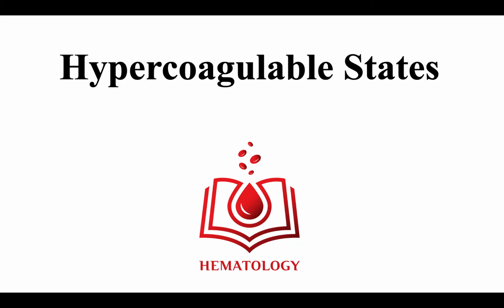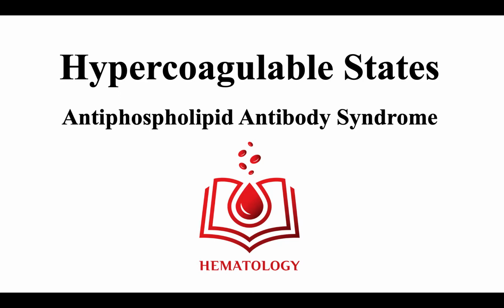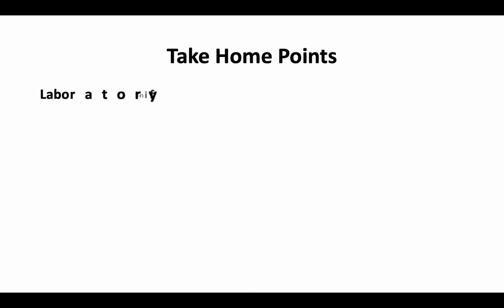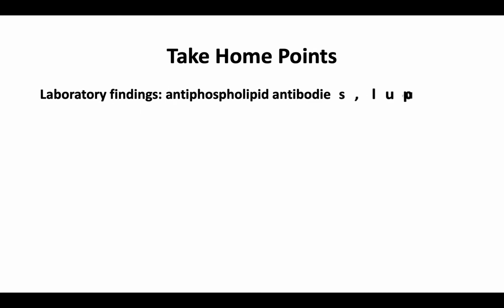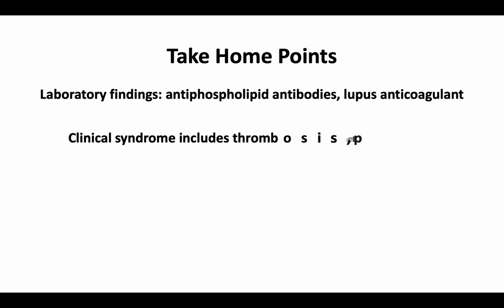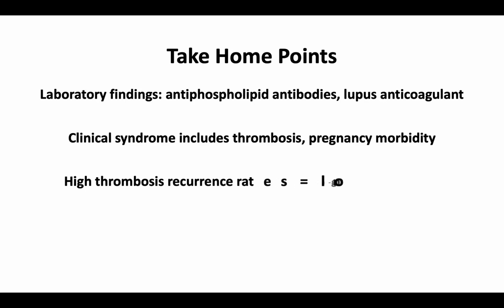Welcome to hypercoagulable states. In this video, we will be discussing the antiphospholipid antibody syndrome. Over the next few minutes, we will discuss the following take-home points. The expected laboratory findings are antiphospholipid antibodies and/or a lupus anticoagulant. The clinical syndrome includes a history of thrombosis and/or pregnancy morbidity. Due to high thrombosis recurrence rates, patients typically need long-term anticoagulation.